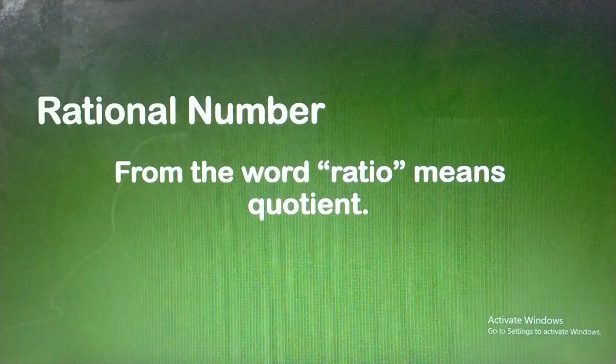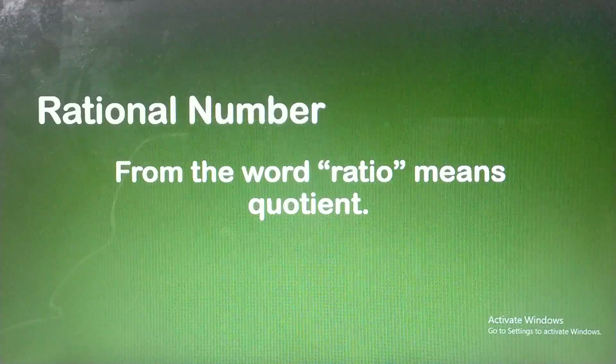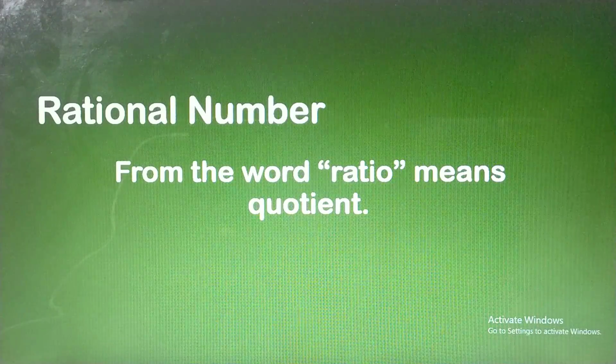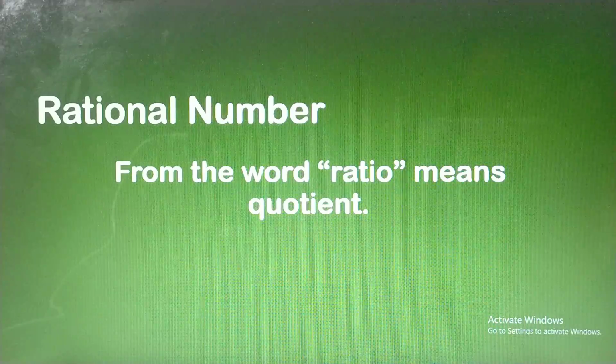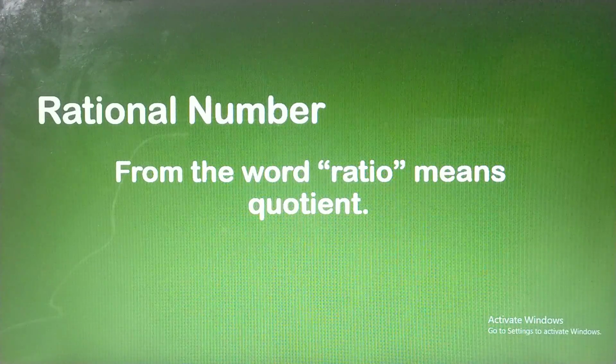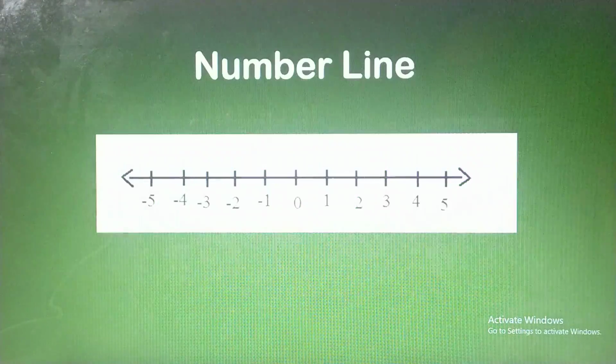So when we say rational number, from the word ratio means quotient. So meaning, meron na siyang number na makikita sa taas and meron din siyang number na makikita sa baba. Or, in other words, we called it as fraction.